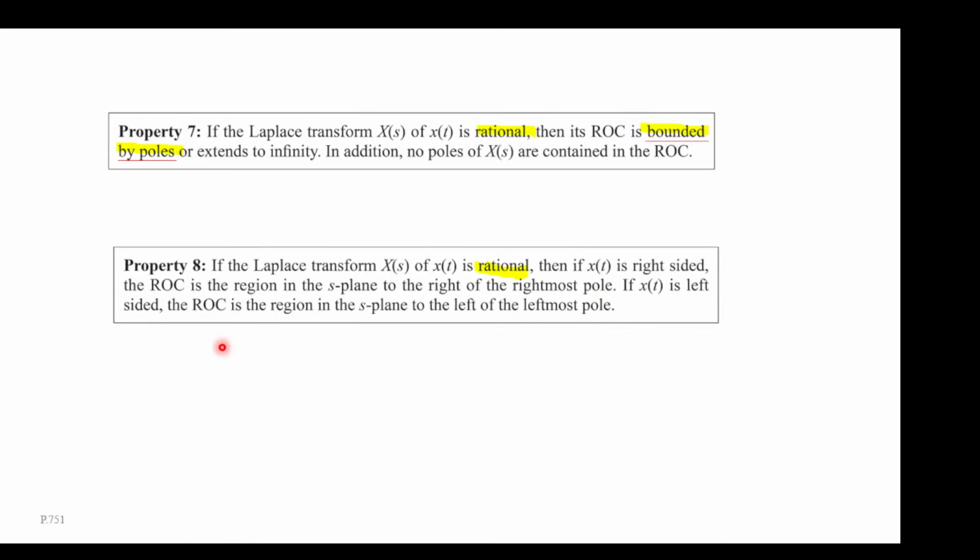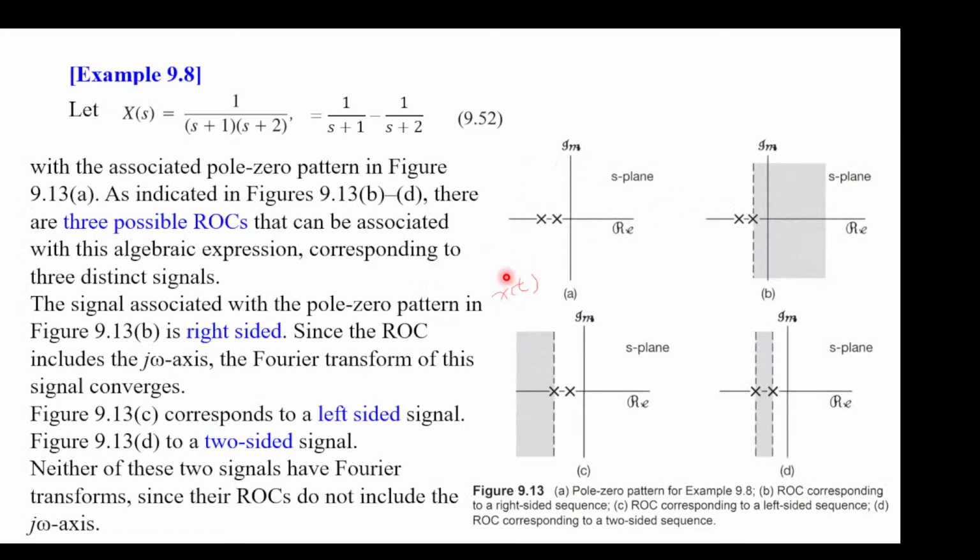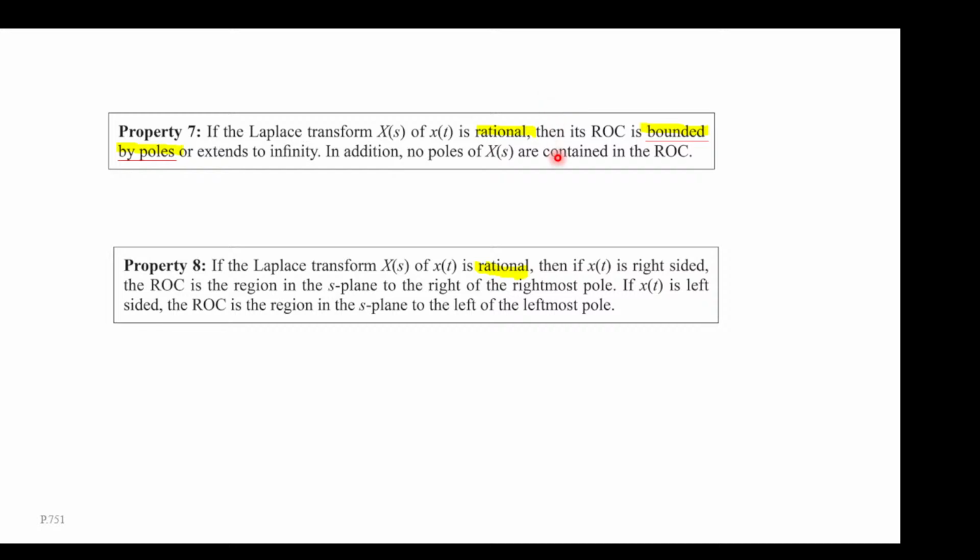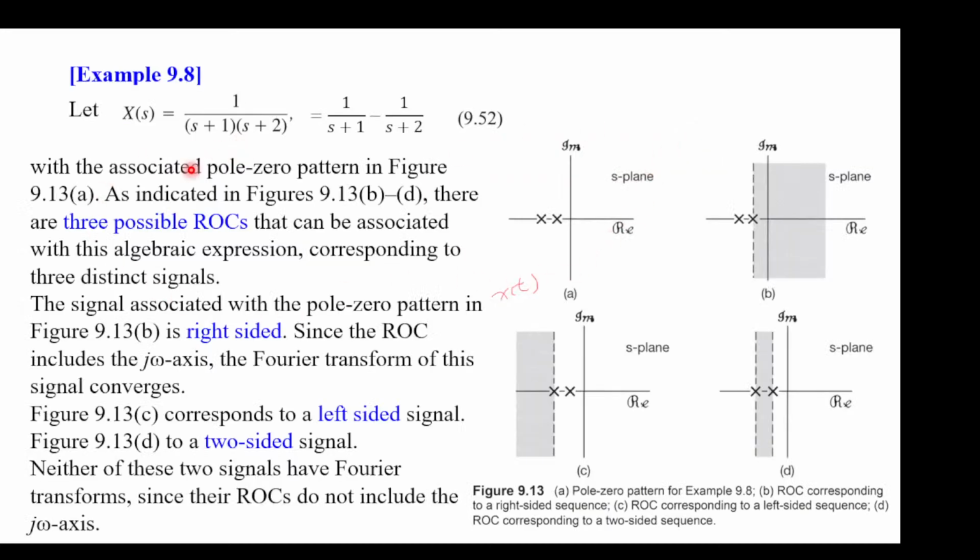Finally we have these 2 interesting properties, 7 and 8. Property 7 says that if your Laplace transform is rational, then your ROC has a very nice form: it's always bounded by poles or infinity. So by this property you can classify all possible ROCs of your rational Laplace transform if you know its pole-zero plot. For example, we have a Laplace transform here, and we see it has 2 poles.